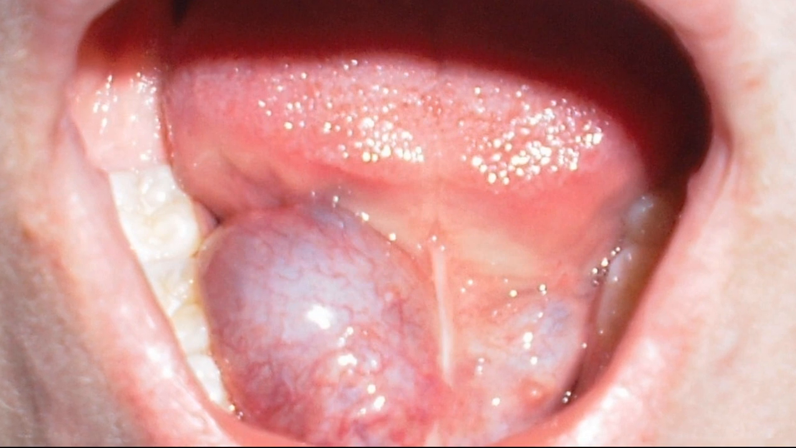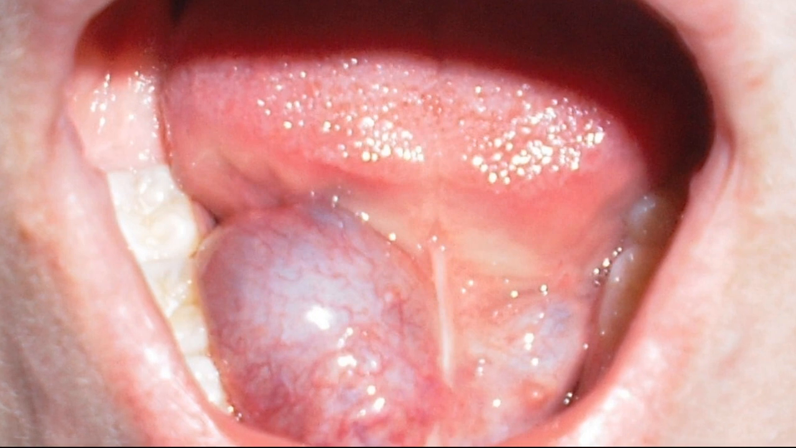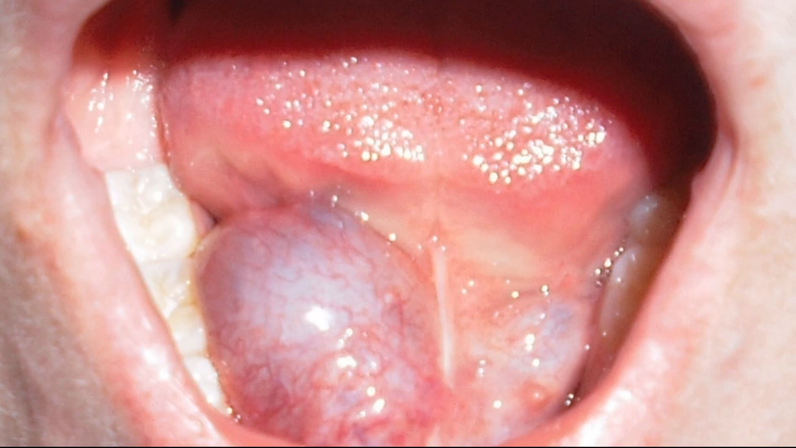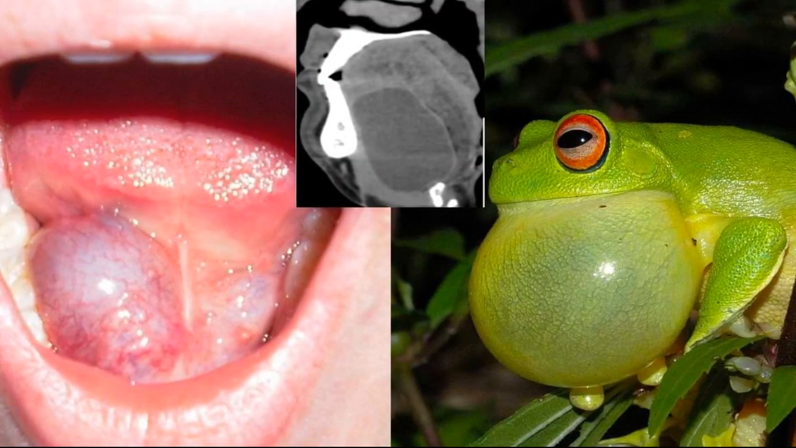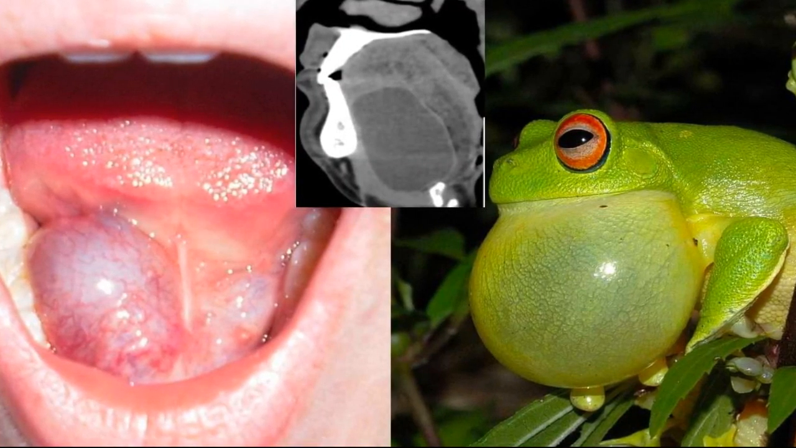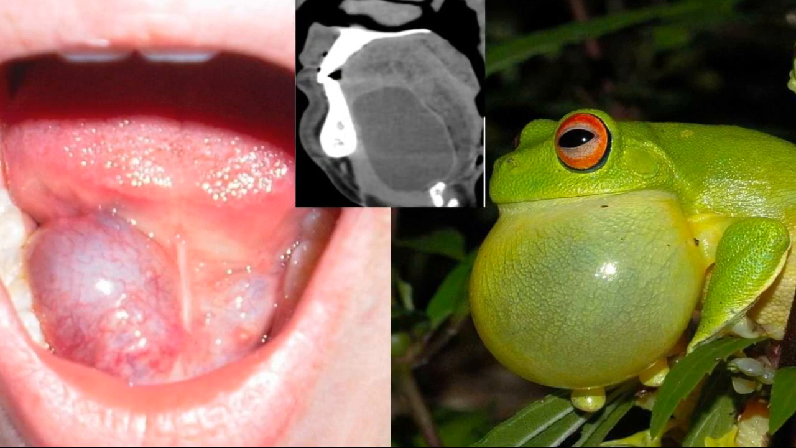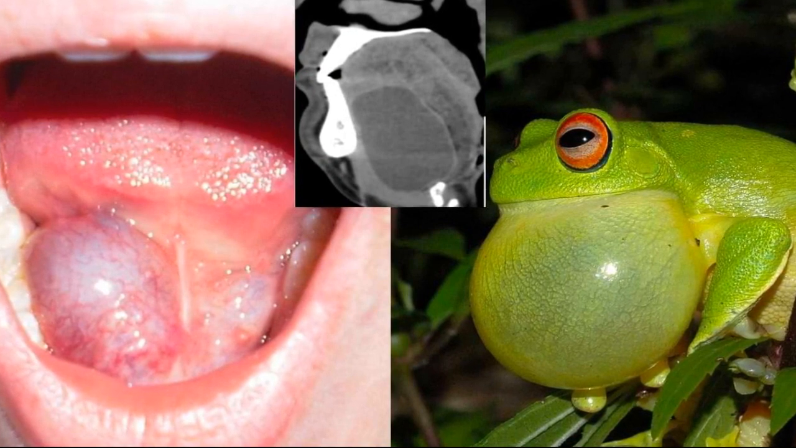Now, in some cases, we might have a small ranula. If it is small, it may disappear by itself, but if it is large, then it requires treatment. What does ranula mean? Ranula comes from a Latin word meaning little frog. Why do they call it ranula? Because it looks similar to a frog's belly, as you can see in the picture.